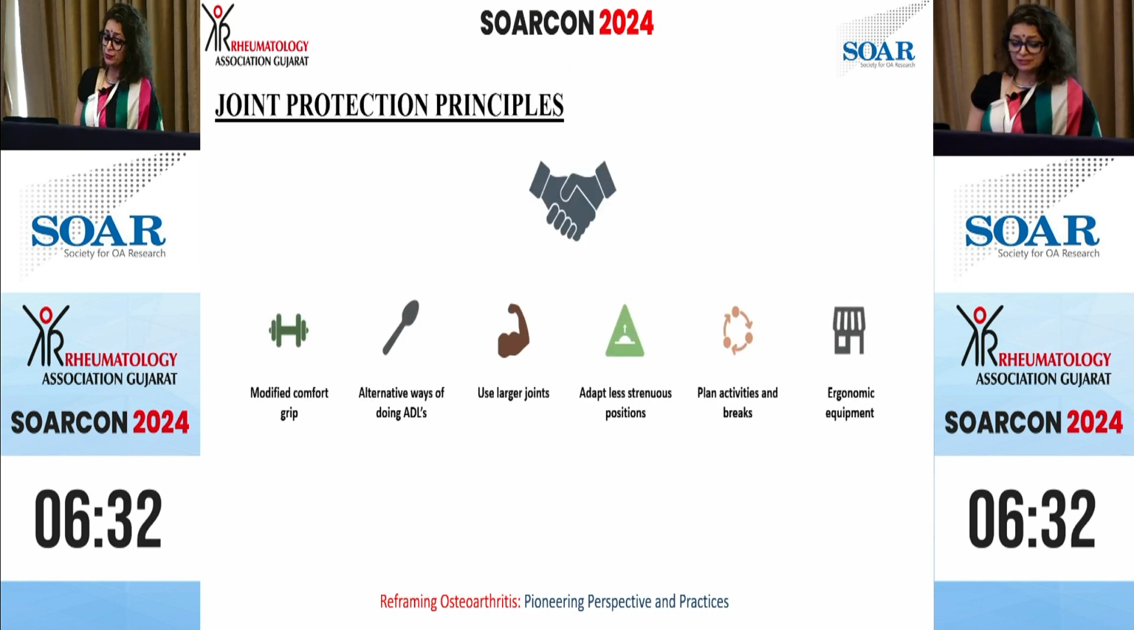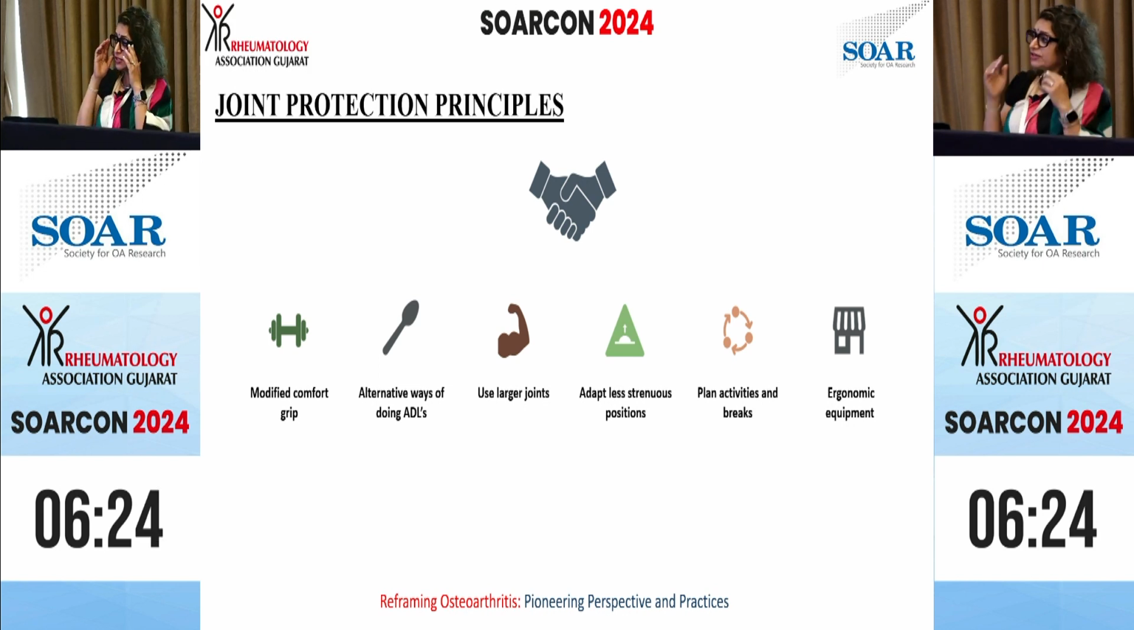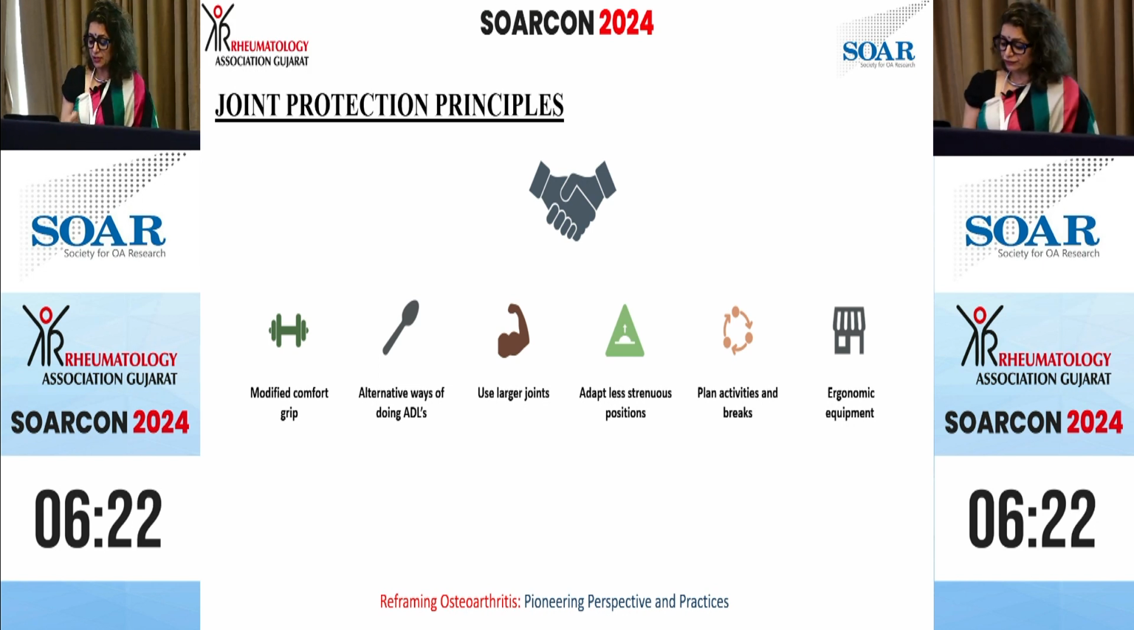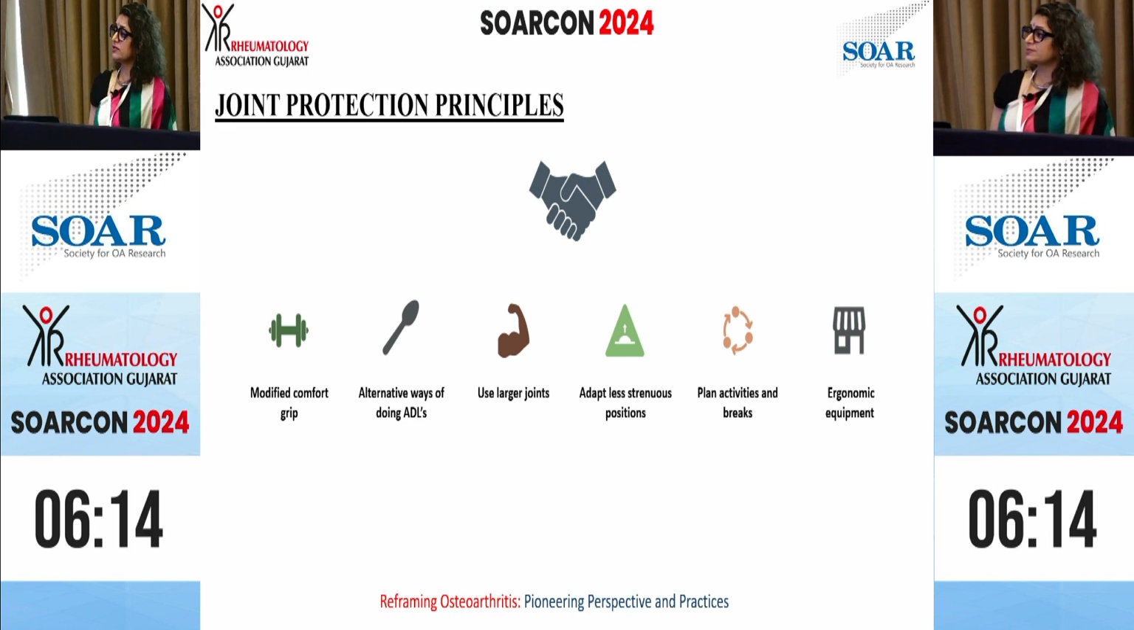Joint protection principles. Using wide, non-slip handles that place less strain through the small joints of the hands. Alternative ways of doing things, such as using a straining spoon to get items out of a saucepan rather than lifting it and tipping. Multiple trips from the car to the house instead of carrying all the shopping in one go. Using as many joints as possible.